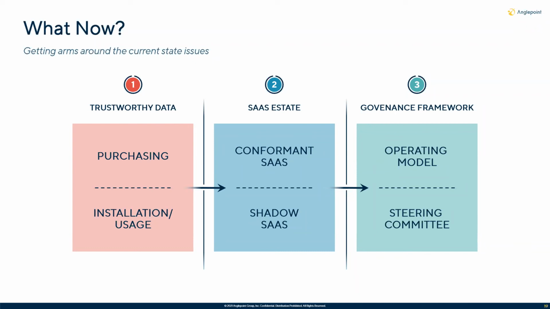Then number two, think about your existing estate. If you have conformant SaaS, how do you approach that? How do you optimize that? How do you mitigate? How do you get ahead of some of those renewals? Sorry, I'm going really rapid fire, but I'm throwing out some of the things that you'll need to be doing. And then on the shadow SaaS side, it's more of a when rather than if: you will run into instances that are unauthorized. And then how do you rationalize those?